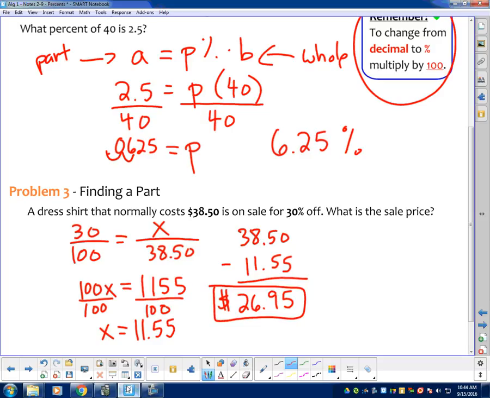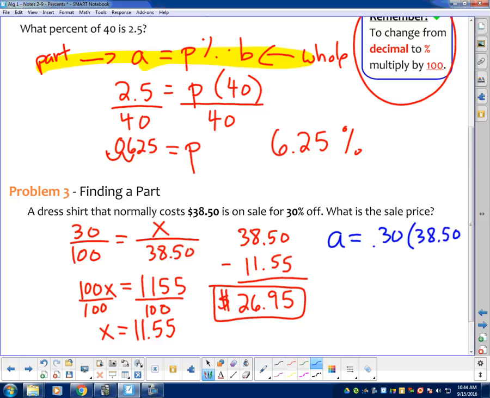Okay, just to show you that the percent equation, right up here, there's the percent equation I highlighted up there. We can use that to find that X equals 11.55 as well. We would plug in, it says A equals, so A is what we're trying to find. A is the amount we're going to take off, equals P percent. I got to change the percent to a decimal, 0.3. And B is the whole, so 0.3 times 38.50.